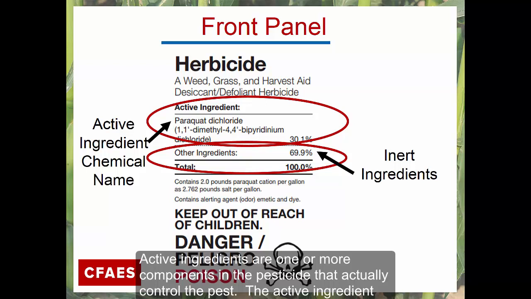The other ingredients are inert ingredients. These are not the active ingredients. The manufacturer does not need to list the identity of these. One last thing I want to say about the active ingredient, the percent by weight in the product is always given, whether it's liquid or dry. So in this example, the percent by weight of paraquat dichloride, the active ingredient, is 30.1%.